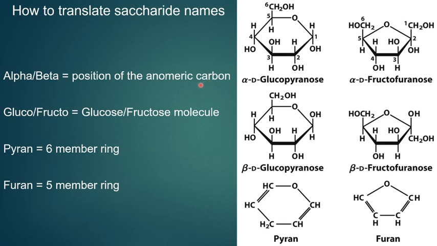Okay, let's do this. When we're looking at the names of these various saccharides, the big thing we need to keep in mind is alpha or beta. These are for cyclic saccharides. Alpha or beta is looking at the anomeric carbon and the position of that hydroxyl group. Then whether it is a glucose molecule or a fructose molecule, which are the two examples we're looking at here, and whether it is a six-membered ring or a five-membered ring. So for example, beta D-glucopyranose.